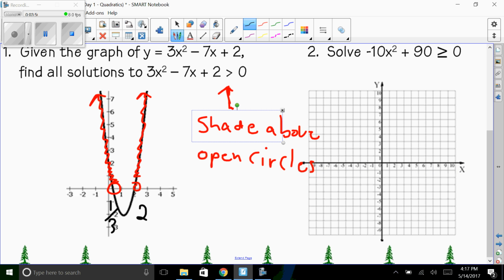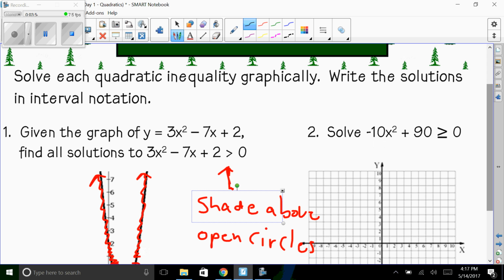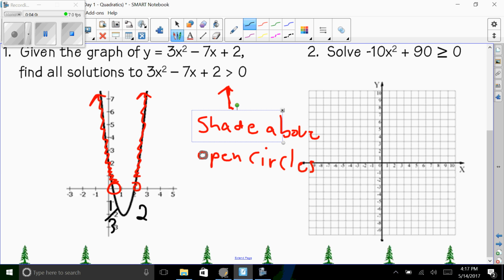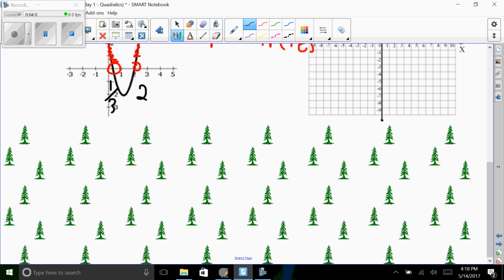All right, so when we write our final answer, you got to pay attention to this portion right here. It says interval notation. A lot of people make the mistake of writing it in inequality notation. All right, so be careful about what they're asking for.